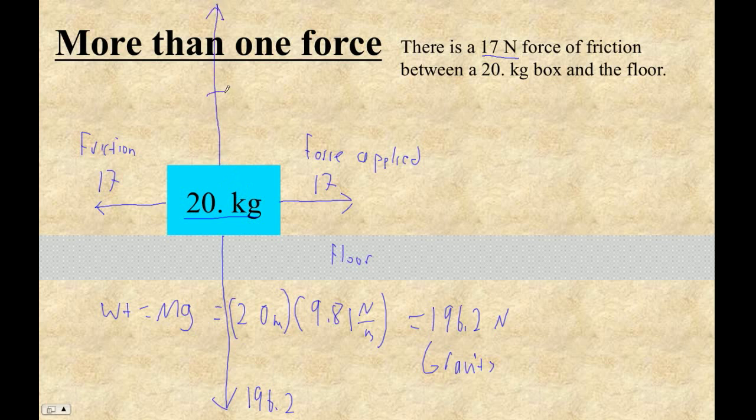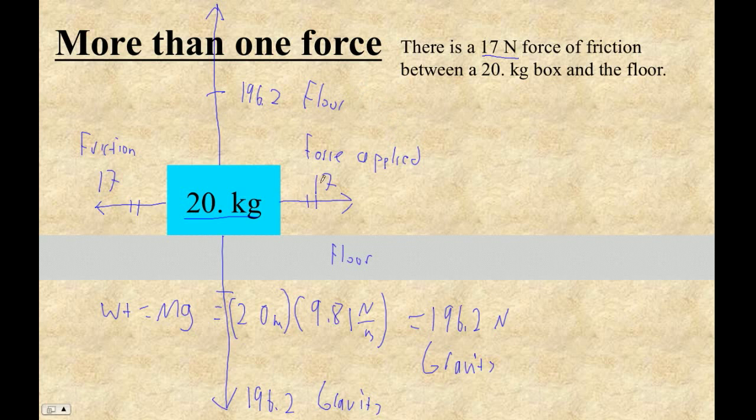Now these forces are going to be equal. If it's moving at a constant speed, these are going to be equal, and that force up is also 196.2. So gravity pulls down, the floor pushes up, and this is also known as the normal force. So there it is, moving at a constant speed.